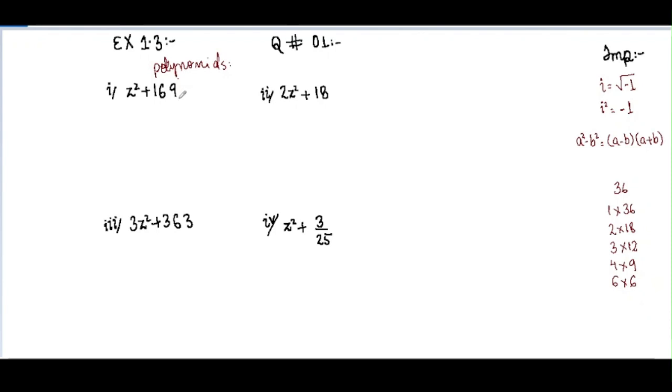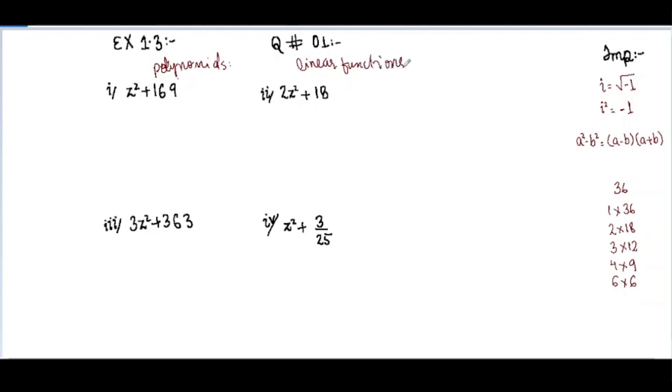And what type of polynomial? It is a quadratic polynomial. What is it? Quadratic. Okay, this one is also quadratic because the highest power is 2. We just have to see the highest power, and if it is greater than 1, then we have to say that it's a polynomial. And what sort of polynomial? It's a quadratic polynomial.